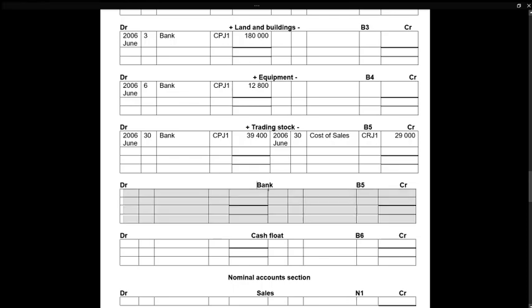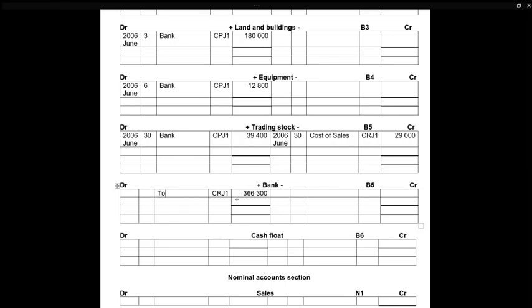Okay, bank is an asset. The signs will be plus, minus. I received 366,300 Rand. 366,300. Where did I get this information? Cash received, journal number 1. Details will be total receipts.